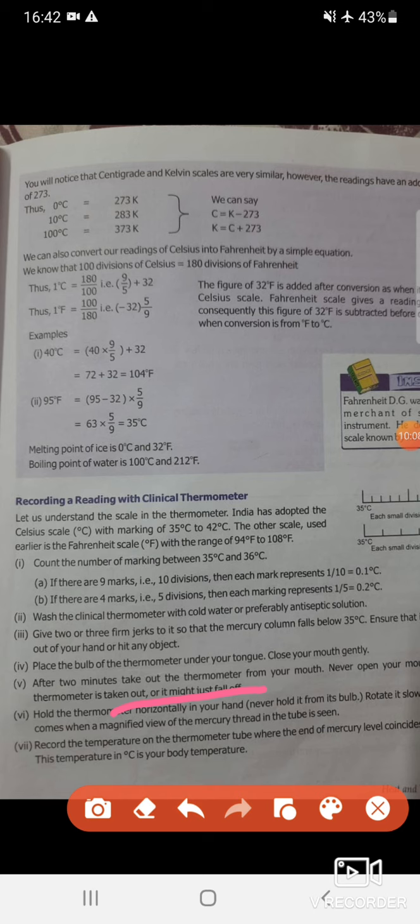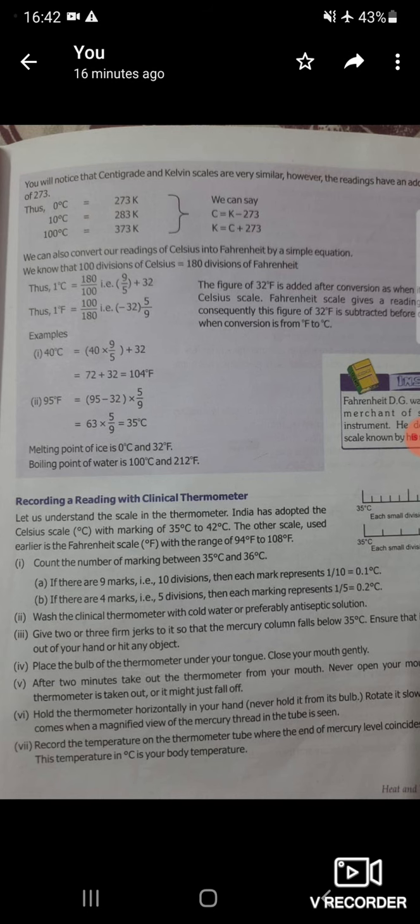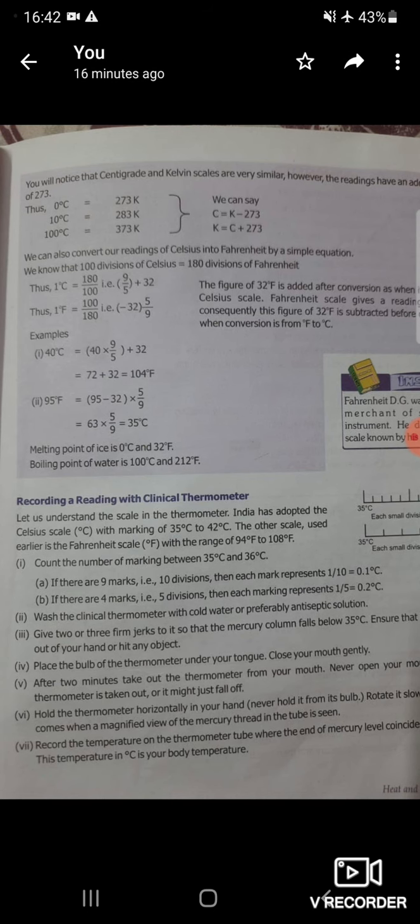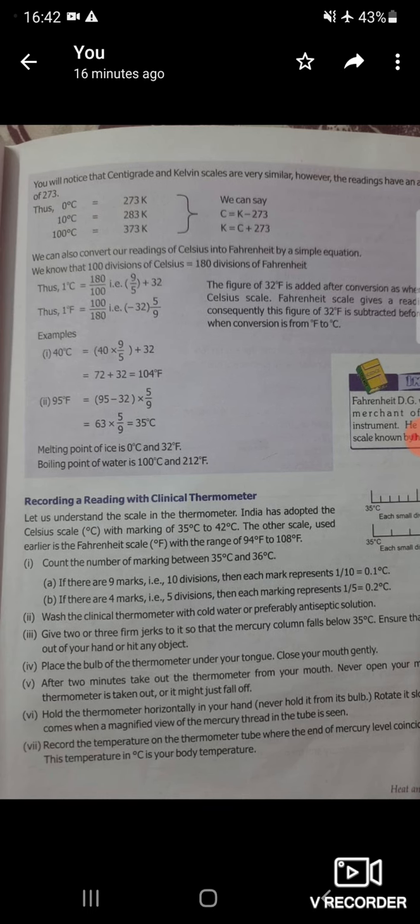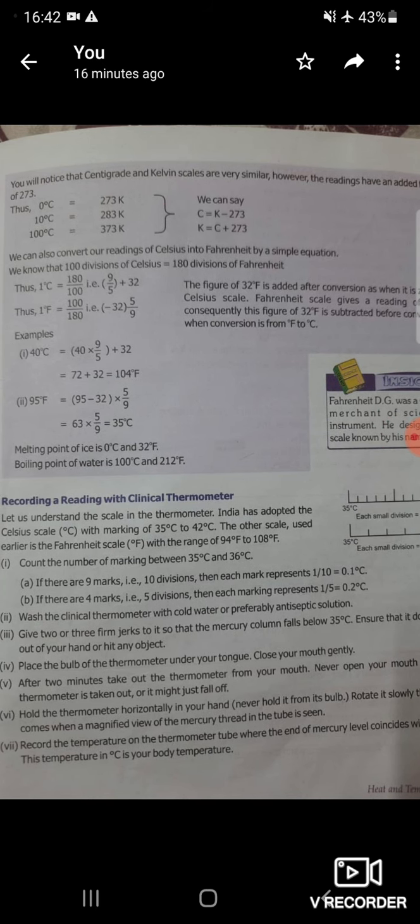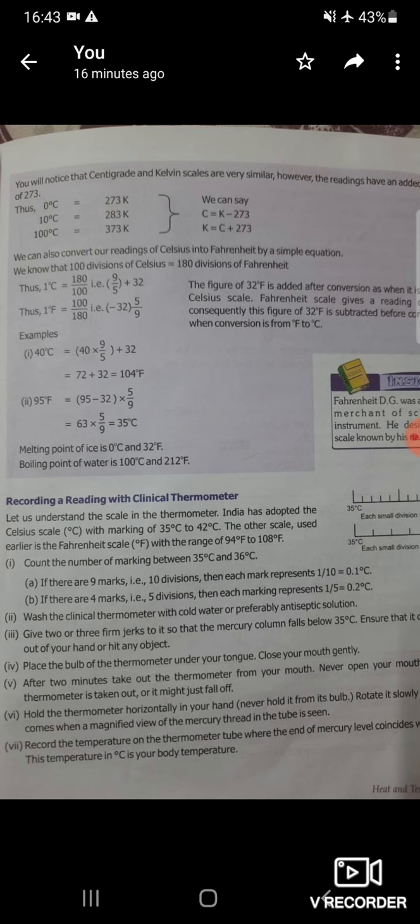Now what you need to do is hold the thermometer horizontally in your hand. Never hold it from the bulb. After you jerk the thermometer, you need to put it inside your mouth gently below your tongue. After 2 minutes, take out the thermometer from your mouth. Never open your mouth wide when you take off the thermometer. Just try to take it out very carefully so that it won't slip from your hand, okay? Handle it with very care.